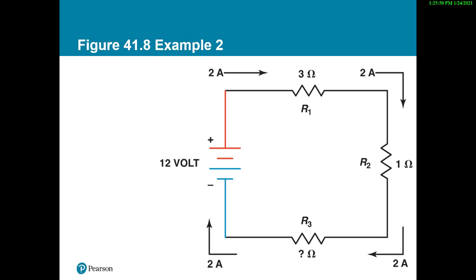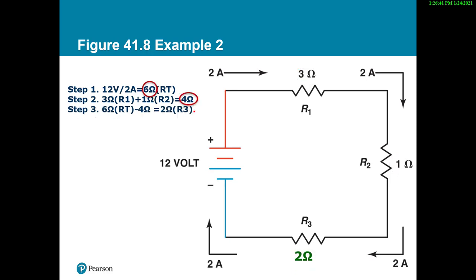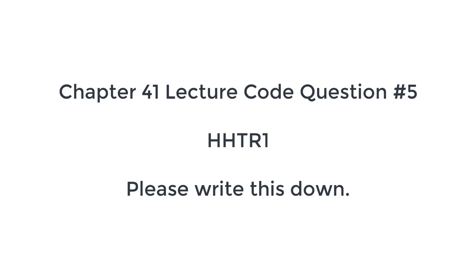In our second example, 41.8, we need to find the resistance for R3. We know our amperage, we know our volts. We can calculate RT, the total circuit resistance, which would be a total of 6 ohms. We know that we have 3 resistors now instead of 2. We would add the known ones together, which gives us a total of 4 ohms. We would then subtract the 4 ohms from the RT of 6, leaving 2 ohms for our R3 resistor.